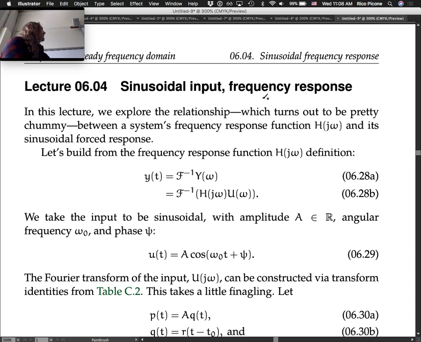So a sinusoidal forced response is the response of the system due to a sinusoidal input, right? Sinusoidal forcing. And we've looked at this before, right? We've looked at the sinusoidal response when we were solving differential equations. We could put in a sinusoid and we could solve for what happened. But now we're interested to understand the relationship between that sinusoidal forced response and the frequency response function, H of j omega, which we've not explored before because we just defined it.